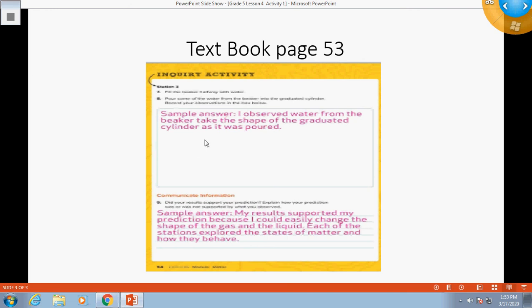The model answer for number 8 will be: I observe water from the beaker take the shape of the graduated cylinder as it was poured. And the last question will be number 9 on page 53, the communication information. The model answer will be: my results supported my prediction, which is the first question we answered, because I could easily change the shape of the gas and the liquid. Each of the stations explored the states of matter and how they behave.